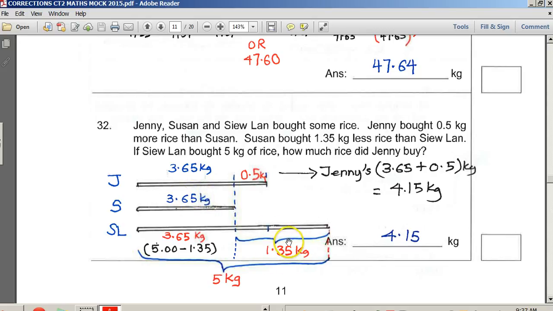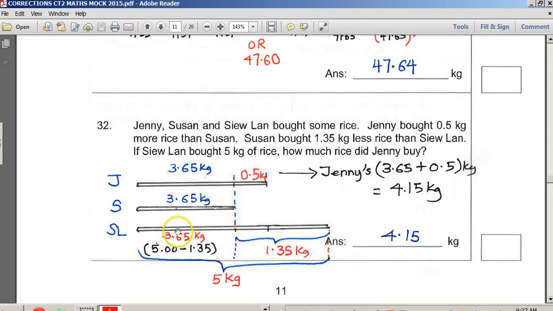This is how you draw. Now it was given that Siu Lan has bought 5 kg. It means this whole line here is 5 kg. And this is given 1.35 more than Susan. So 5 kg take away 1.35 should give you 3.65.